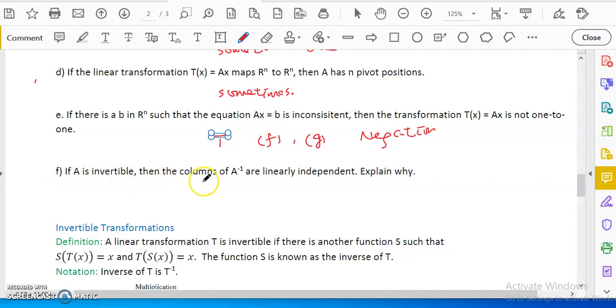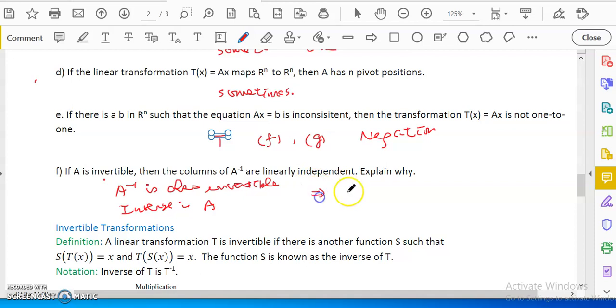F: if A is invertible, then the columns of A inverse are linearly independent. So let's explain why. Because A is invertible, that means A inverse is also invertible, right? Why do we say A inverse is invertible? Because A inverse has an inverse, because its inverse is A. And so A inverse itself is invertible. You can apply the IMT, so that means A inverse's columns are linearly independent.